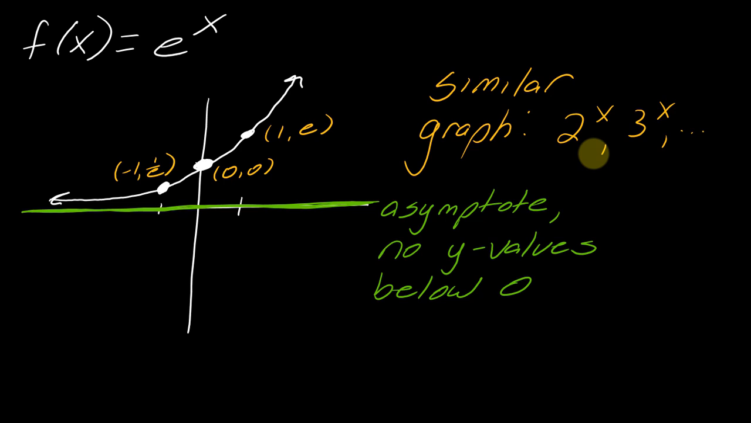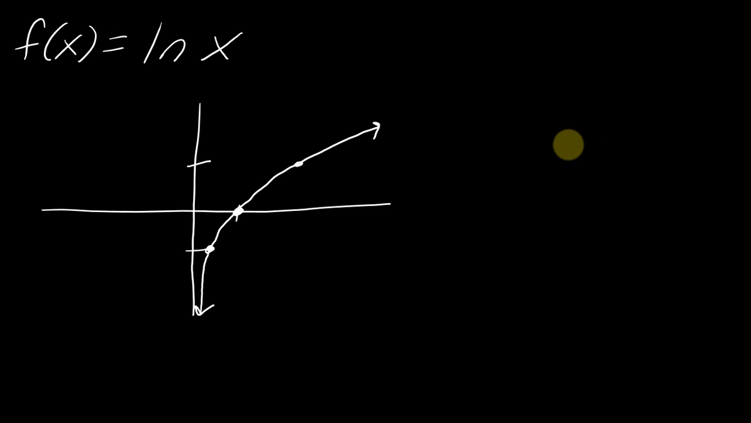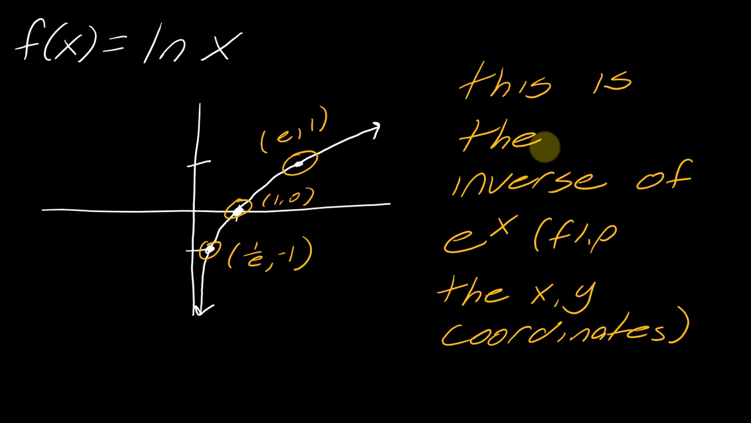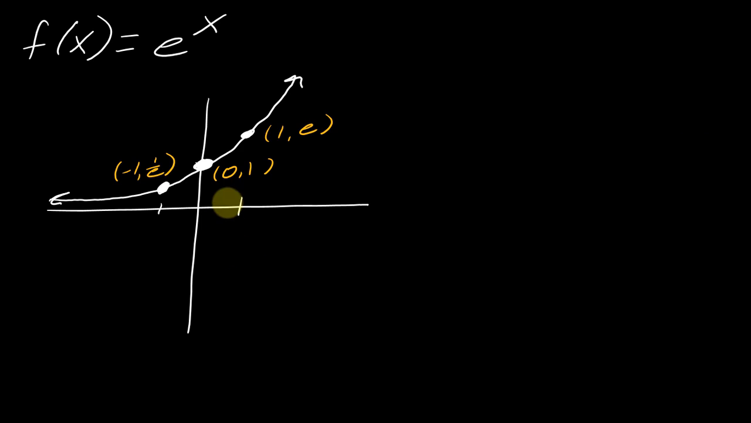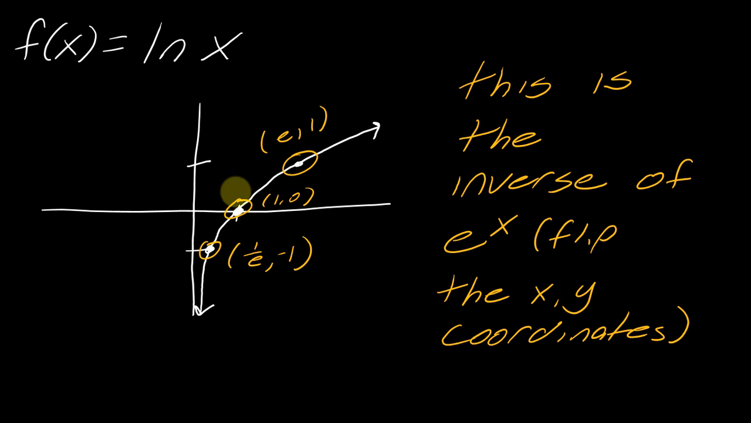And then the graph that makes a lot of people panic is the natural log of x. The natural log of x and e to the x are actually related to one another. The natural log of x is the inverse of e to the x. So what that means is you can just flip the x and y coordinates. So now I have e, 1, 1, 0, and 1 over e, -1. If we compare that one more time, let me go back here. I have -1, 1 over e, 0, 1, and 1, e. If I flip all those x and y coordinates, that gets me to my natural log of x.